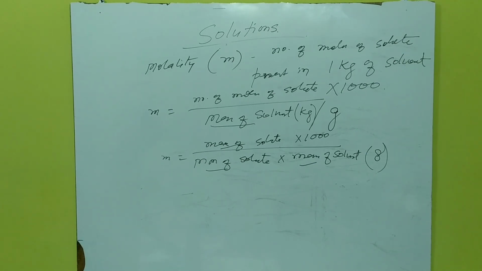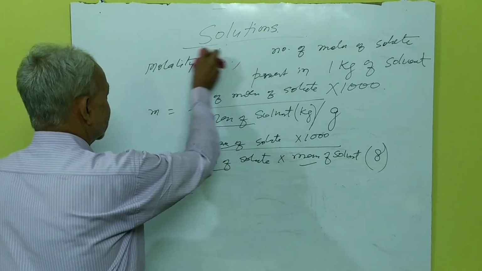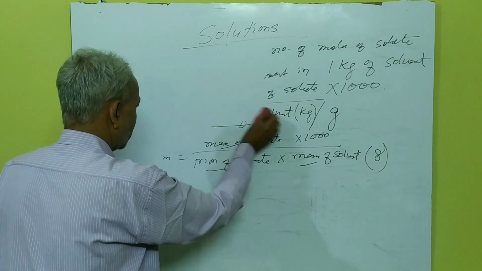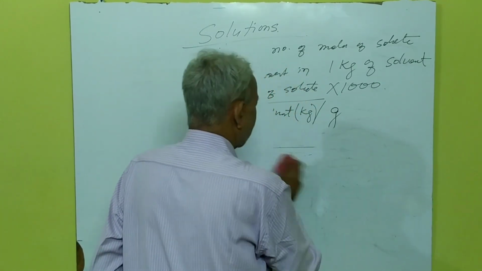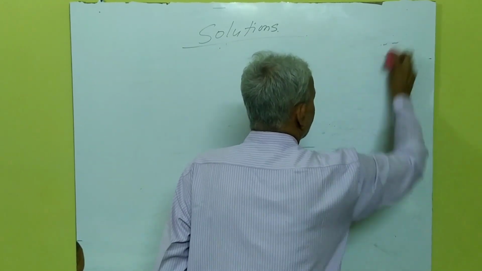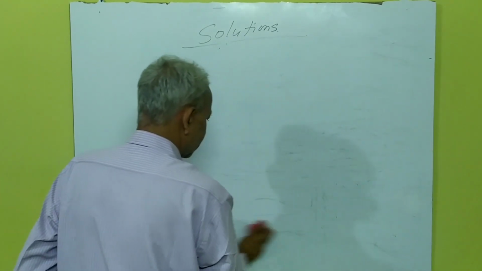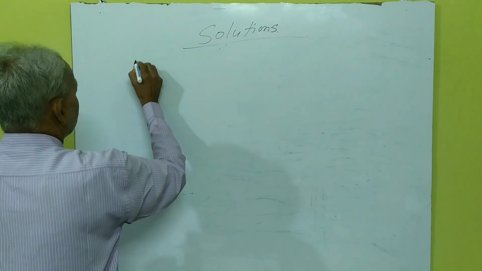One more important term which is not written in your NCERT book is normality, right? So I am going to discuss another way to represent the concentration, which is your normality. So what is normality? Normality is like molarity, capital M. The normality is expressed in terms of capital N. So I am writing here normality.